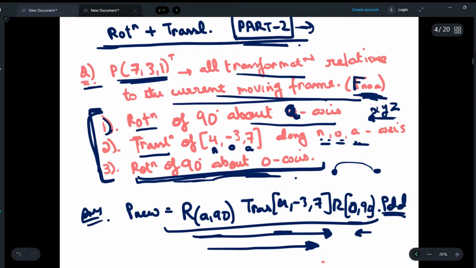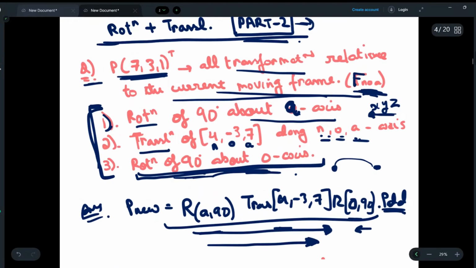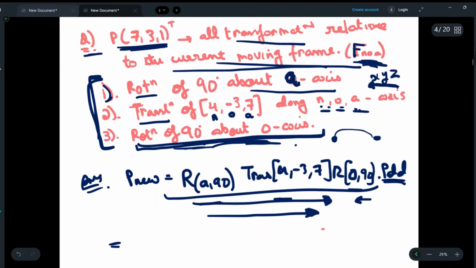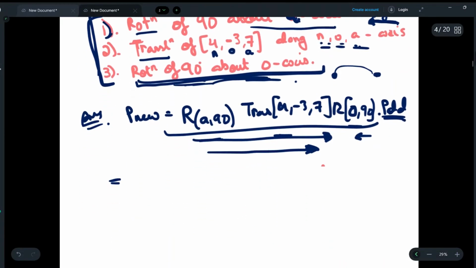In the next question, I will be discussing one where you will get both frames, that is, you will get transformations about the N, O and A axes, and you will get transformations about the X, Y and Z axes in the same question. But here we have only N, O and A, so we will continue with the question.